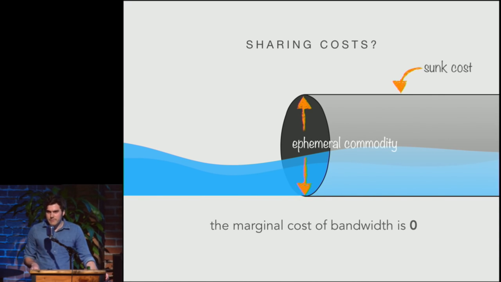But bandwidth itself is an ephemeral commodity, right? That's actually the technical term in economics, right? Like, you can't save up bandwidth and use it later. If you don't use it now, it's gone. So the incremental cost, the marginal cost of using more bandwidth is 0.